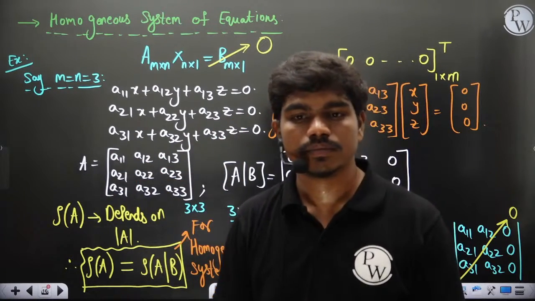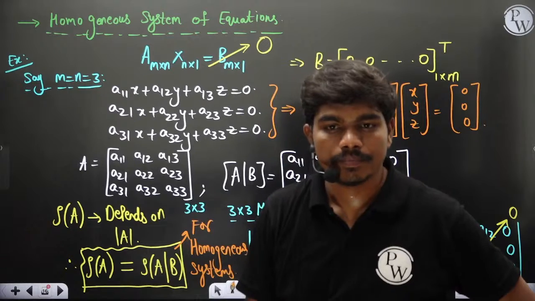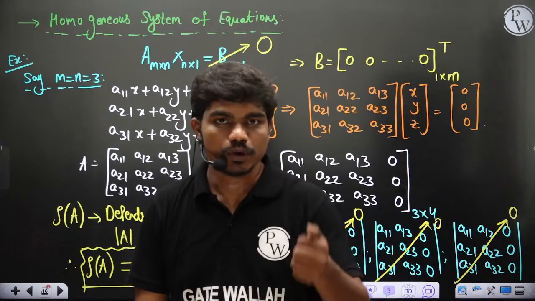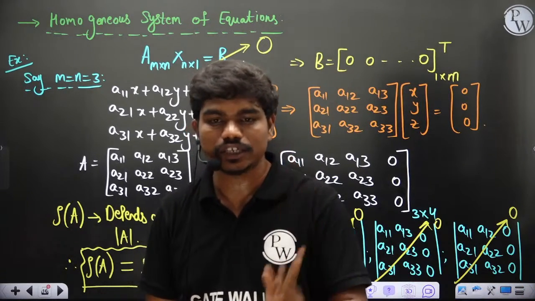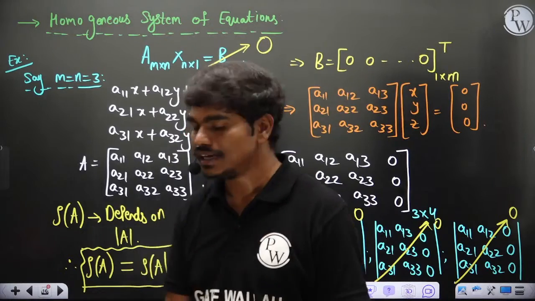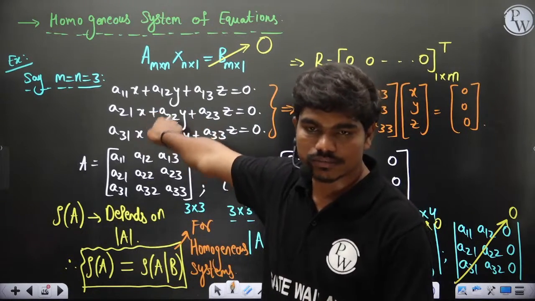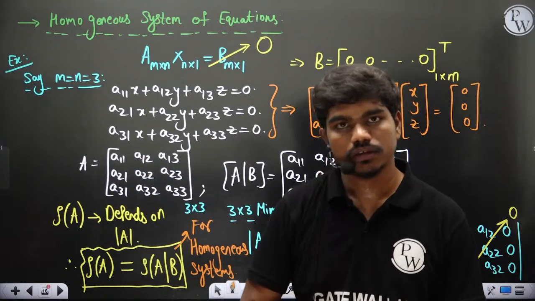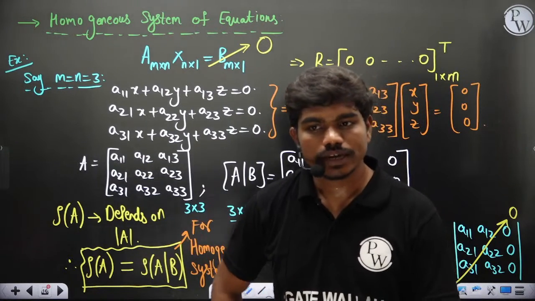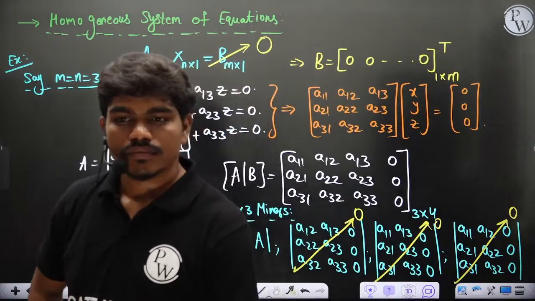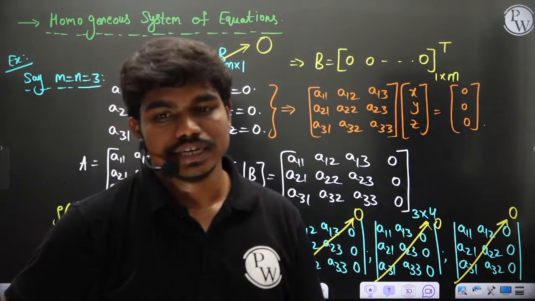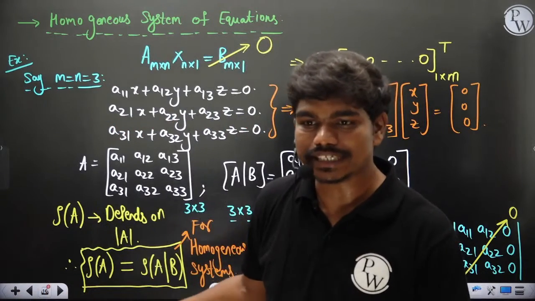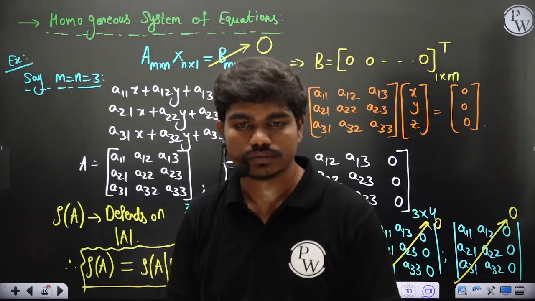Is it clear to all of you? If you put x equal to 0 and y equal to 0 and z equal to 0, it doesn't matter what the elements inside A are, this system of equations will always get satisfied. Will you all agree? So it's not like this system never has a solution, this system will always have a solution.